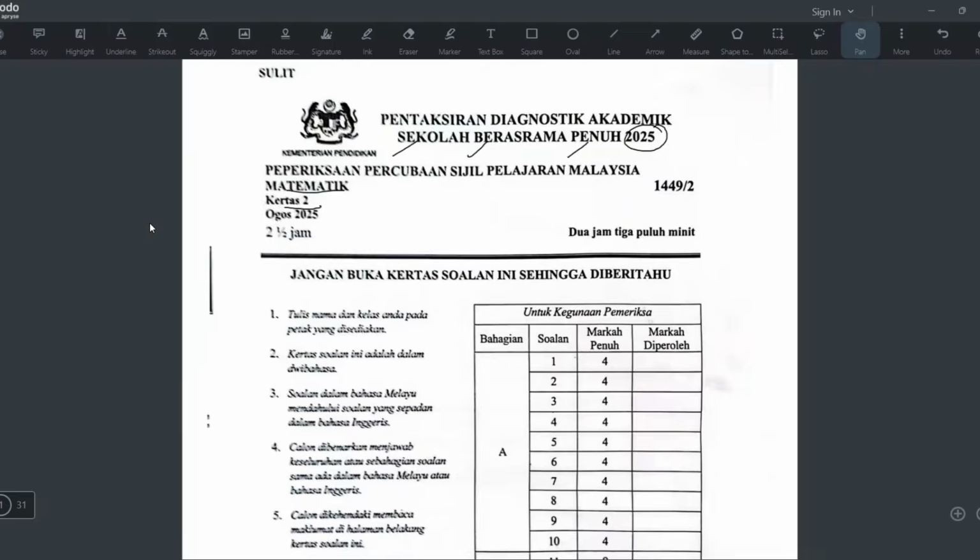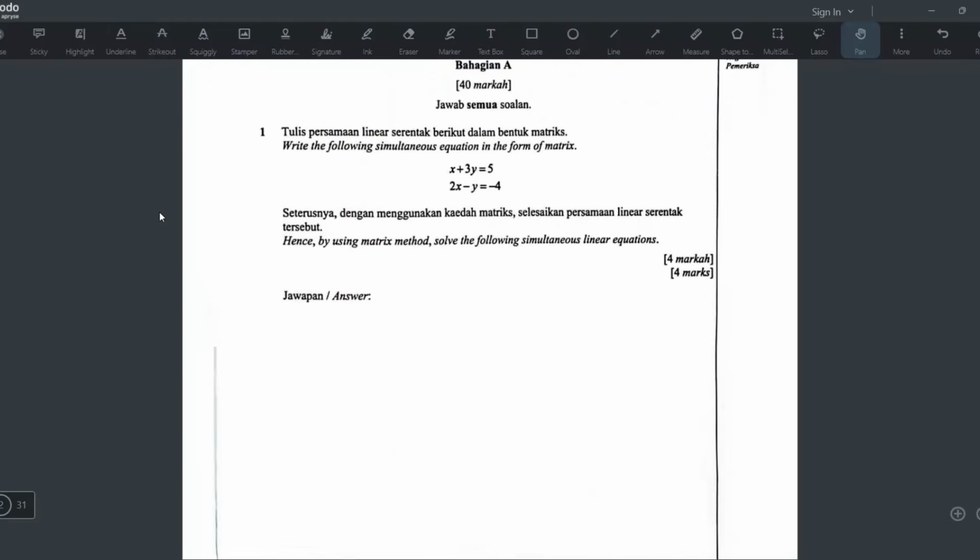Okay, alright, let's start now. Okay, bahagian A, jawab semua soalan. Number 1. So write the following simultaneous equation in the form of matrix. And then hence, by using matrix method, solve the following simultaneous linear equations. So this one is obviously the matrix chapter. Okay, and it's a simultaneous equation, but you have to use the matrix method to solve it.